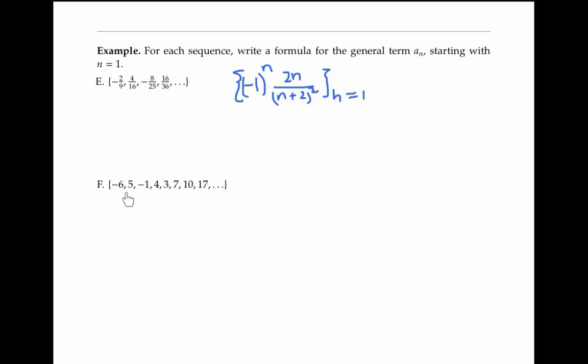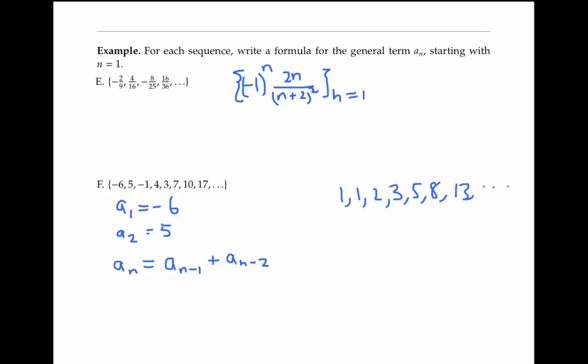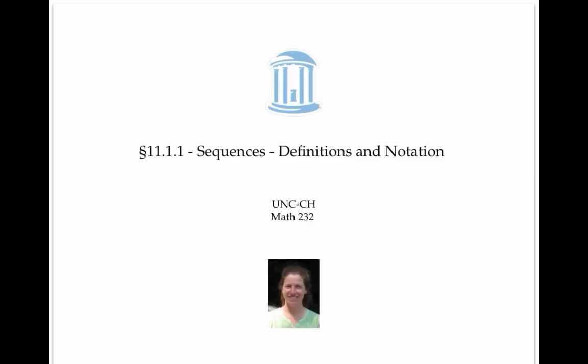The next sequence doesn't have a simple closed form formula, but I can describe it recursively by saying that a1 is negative 6, a2 is 5, and in general, a sub n is equal to the sum of the two previous terms, a sub n minus 1 plus a sub n minus 2. This sequence is closely related to the standard Fibonacci sequence, which has the same recursive formula but different initial values. This video gave an introduction to sequences, including arithmetic sequences, geometric sequences, and recursively defined sequences.